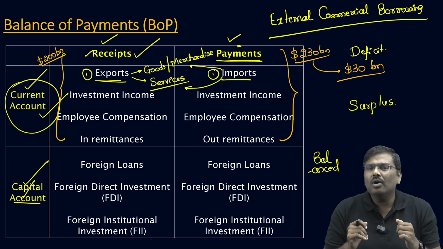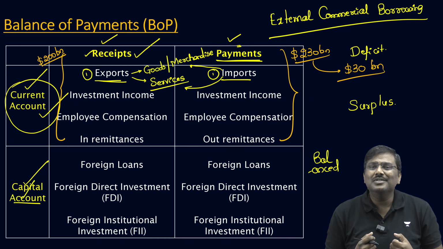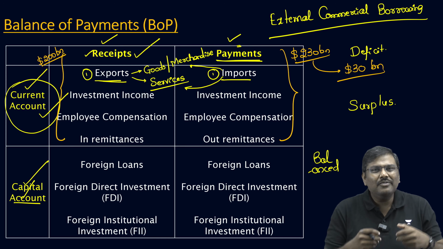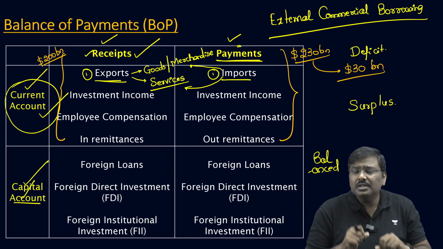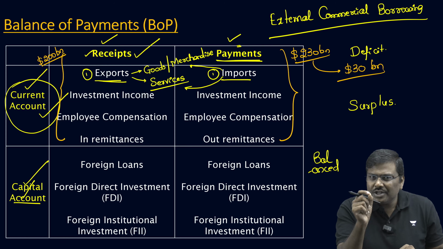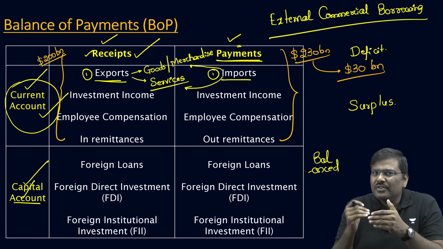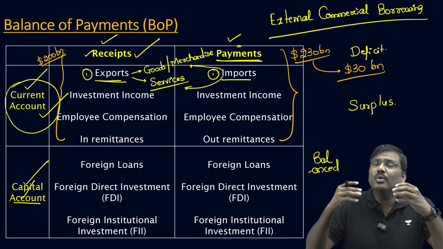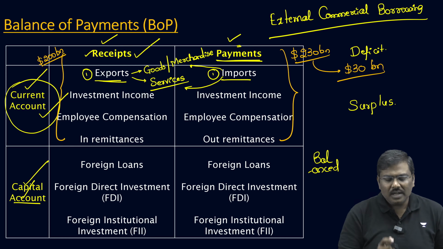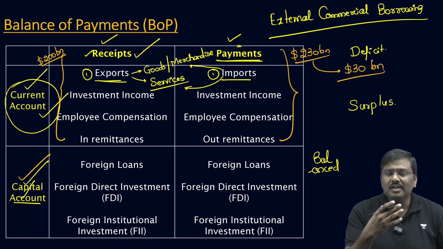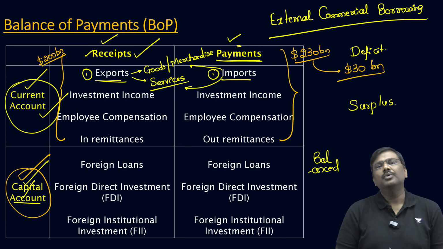You cannot print the dollars. I cannot print the dollars. RBI cannot simply say we have printing machines, let's print dollars. No, we cannot print dollars. So essentially, this current account deficit becomes a problem because we need to have a sufficient amount of dollars. And those dollars we generally get from the capital account.